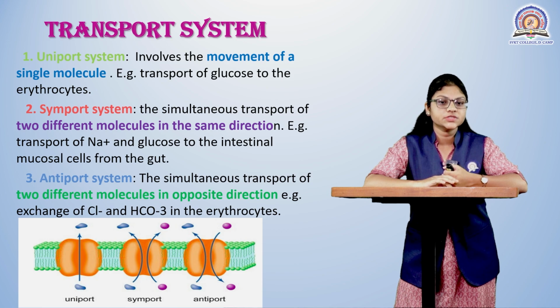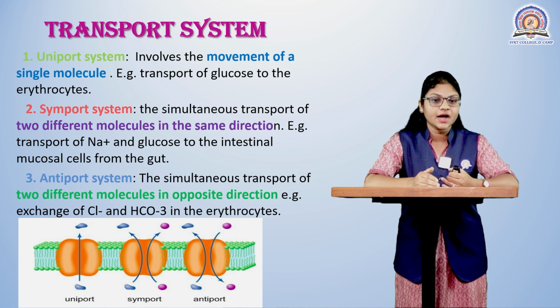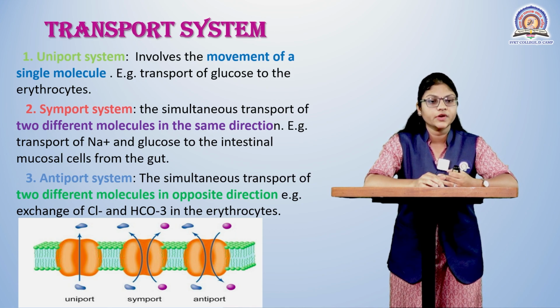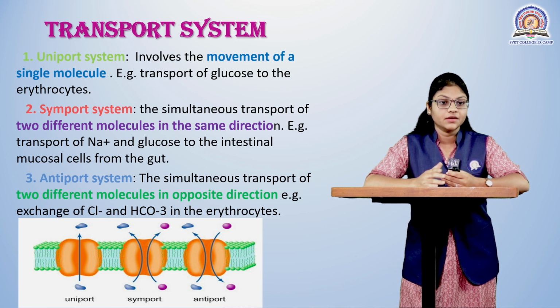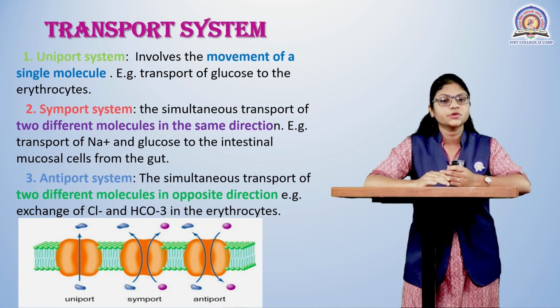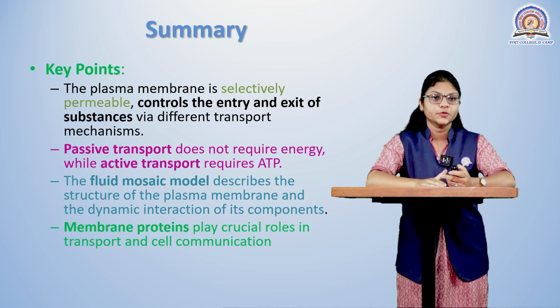The third type is the antiport system, in which simultaneous transport of two molecules occurs but in opposite directions. That means one molecule is expelled out while the second molecule is taken inside. For example, exchange of chloride and HCO3 in the erythrocytes.